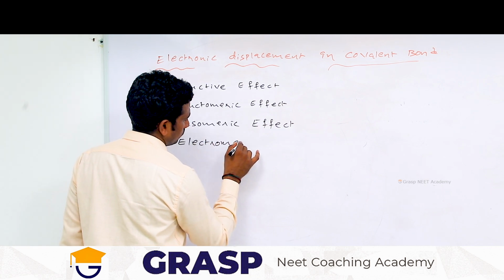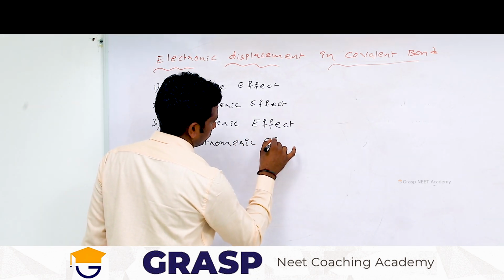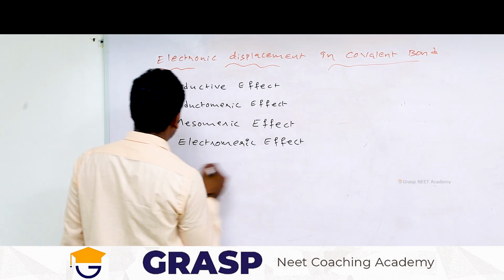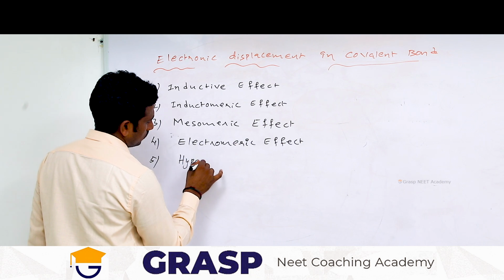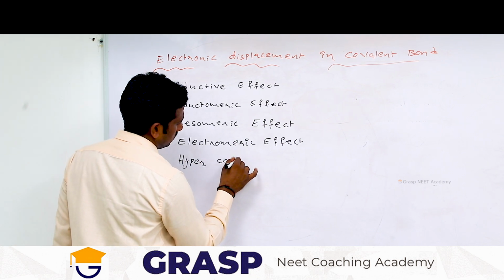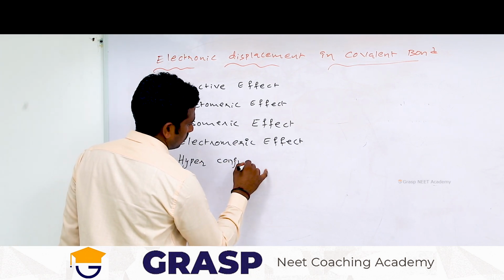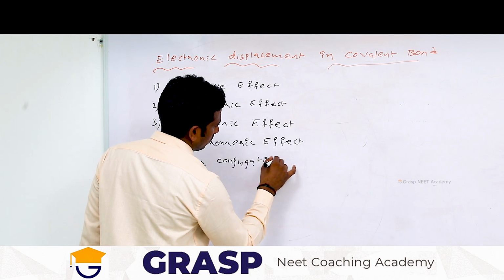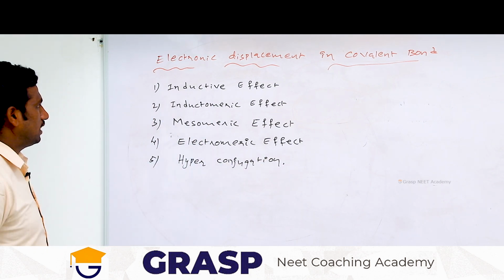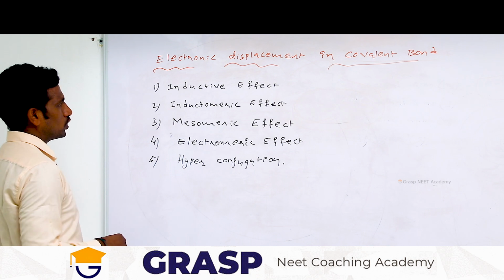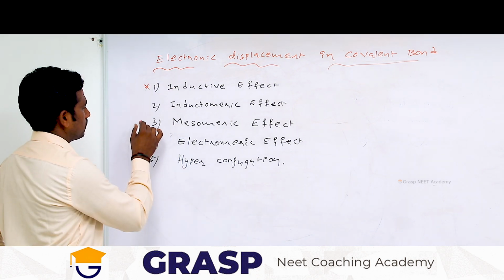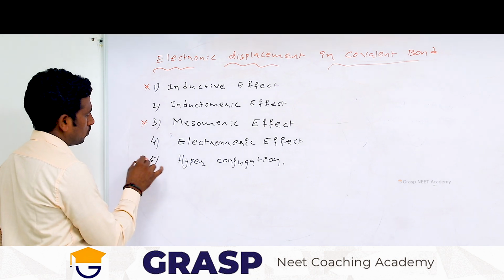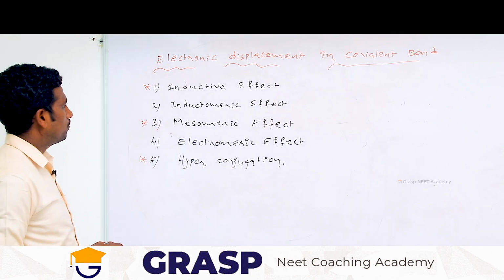Electromeric effect. Next one is hyperconjugation. These subtopics we are going to cover in this chapter. The most important subtopics are the inductomeric effect, mesomeric effect and hyperconjugation. These are the main important topics.